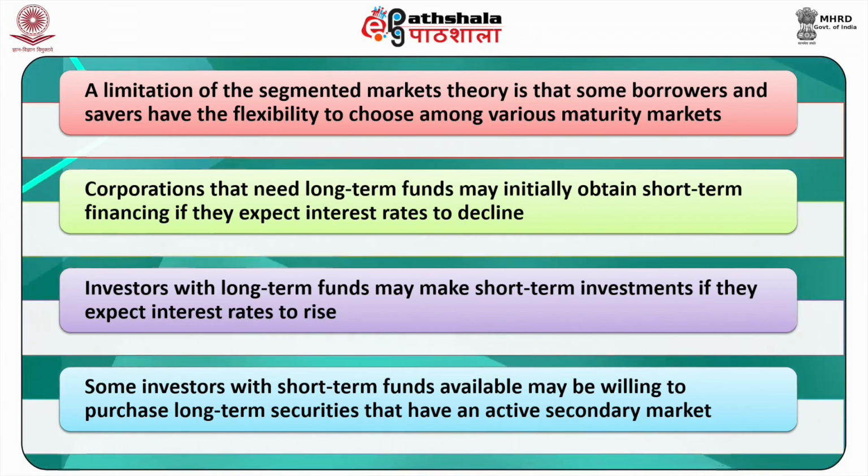A limitation of the segmented markets theory is that some borrowers and savers have the flexibility to choose among various maturity markets. Corporations that need long-term funds may initially obtain short-term financing if they expect interest rates to decline. Investors with long-term funds may make short-term investments if they expect interest rates to rise. Some investors with short-term funds available may be willing to purchase long-term securities that have an active secondary market. Some financial institutions focus on a particular maturity market, but others are more flexible. Commercial banks obtain most of their funds in the short-term market, but spread their investments into short, medium and long-term markets. Savings institutions have historically focused on attracting short-term funds and lending funds for long-term periods.